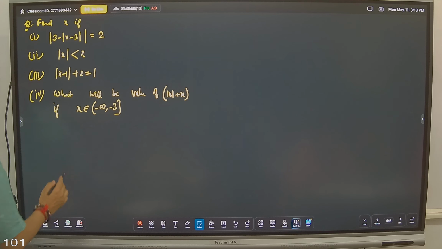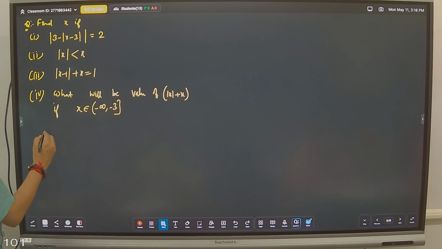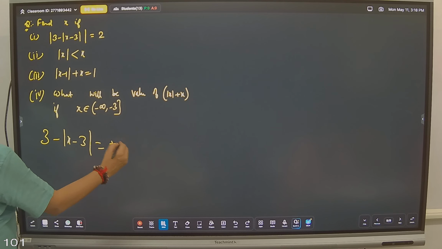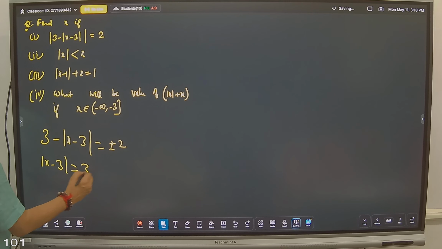Yes, the first one, I hope all of you got it. Mod will go to the other side, mod will be removed, we'll get 3 minus mod of x minus 3 equal to plus minus 2, correct? So this gone here, so mod of x minus 3 equal to 3 plus minus, or you can write minus plus, doesn't matter.